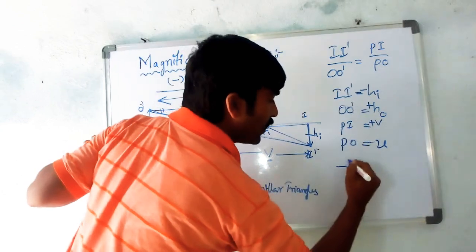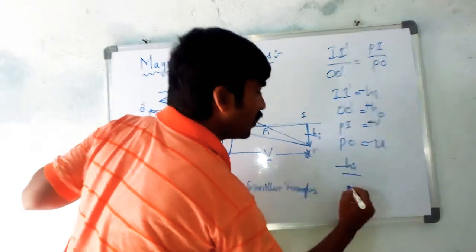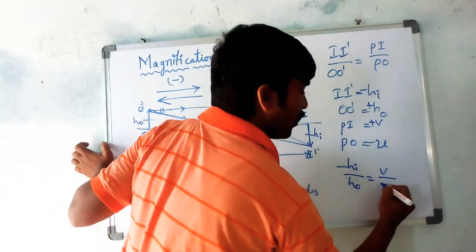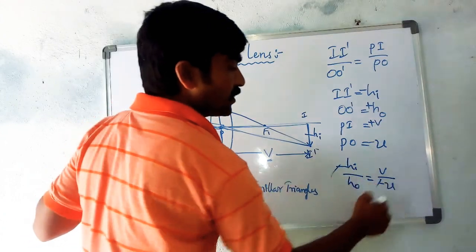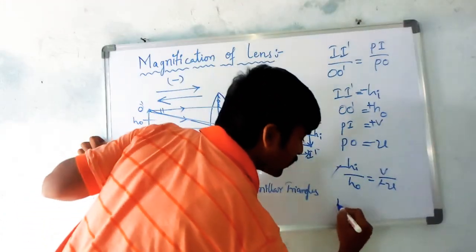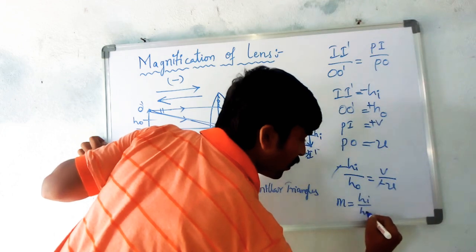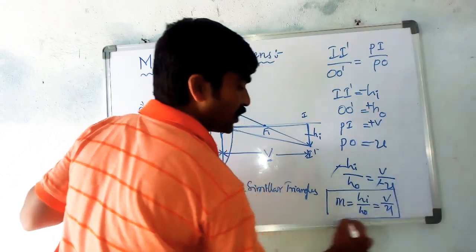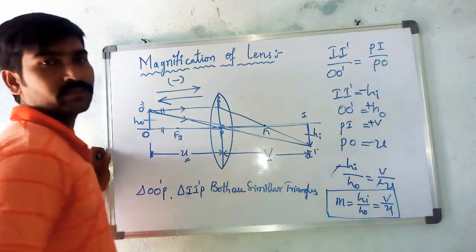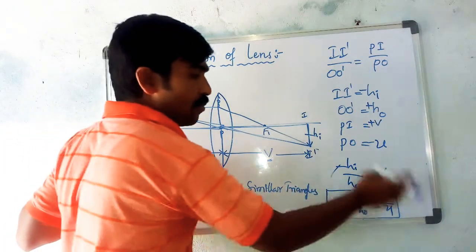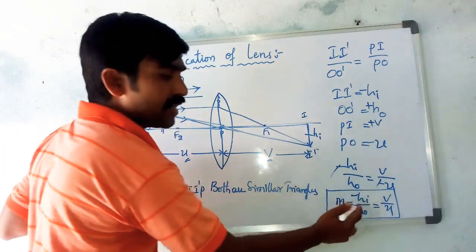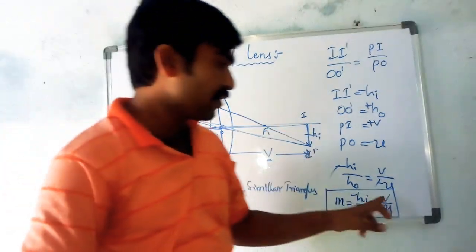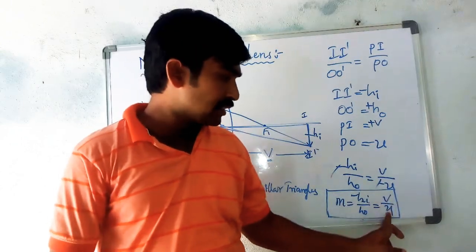Minus HI by HO is equal to V by minus U. Then the minus gets cancelled, and the remaining part is M equals HI by HO equals V by U. This is the magnification formula for a lens, whichever lens we take. In this formula, HI is the height of the image, HO is the height of the object, V is the image distance, and U is the object distance.